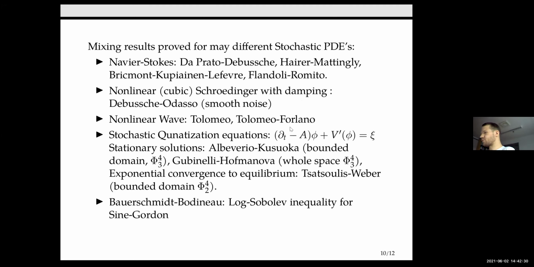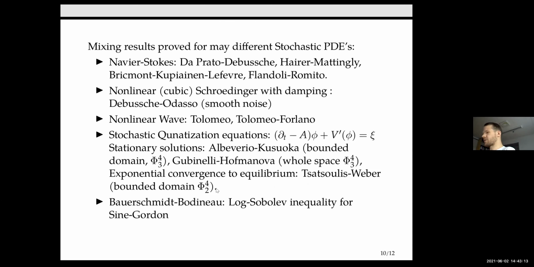And then for wave, Tolomeo and Forlano have something. And then there is, of course, the stochastic quantization equations, which is heat equation plus a nonlinearity equals noise. And with this being a cube, there is a lot of results on stationary solutions in 3 dimensions, in 2 dimensions. In 3 dimensions, there is a paper by Bailleul, Moinat, and Gubinelli, Hofmanová in the whole space. And Tsatsoulis and Weber have proven exponential convergence to equilibrium on a torus in 2 dimensions.